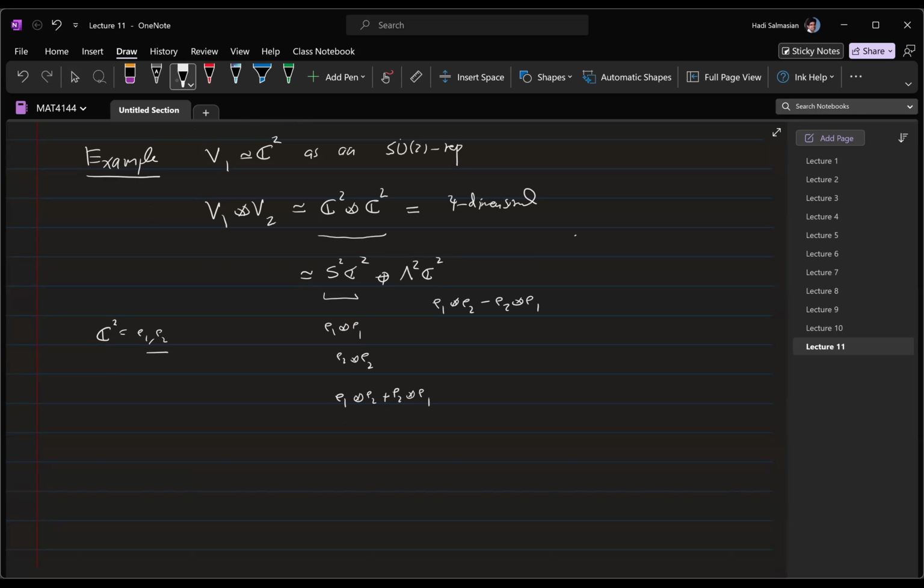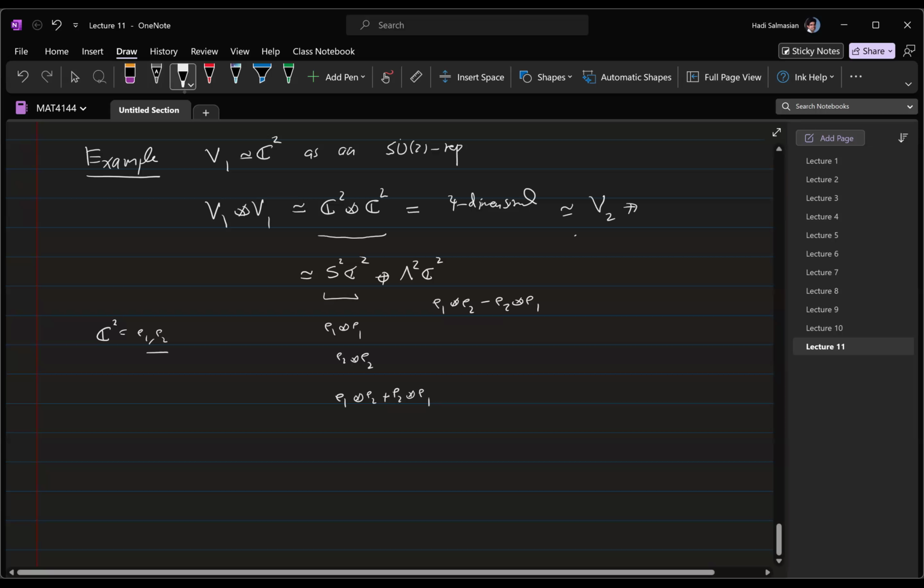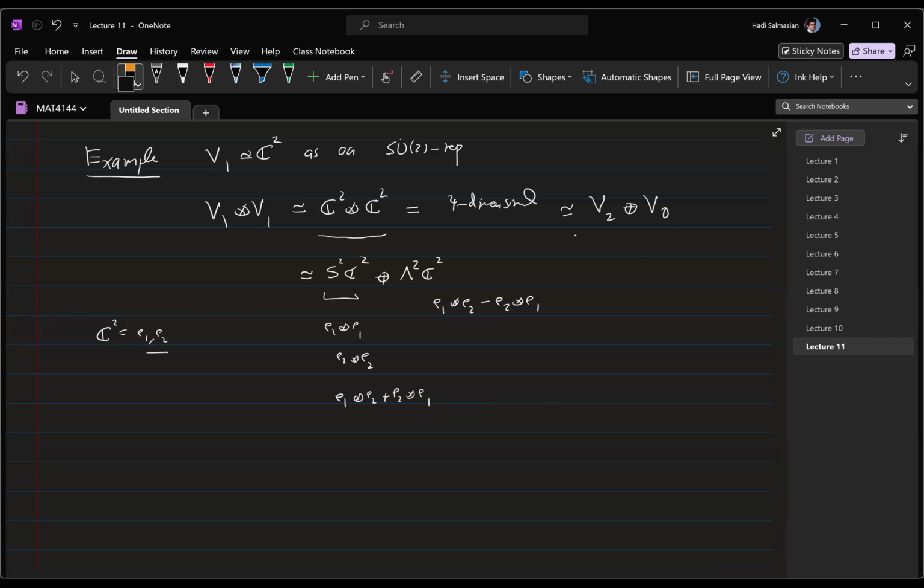You can see that these subspaces will also be sub-representations. They will be invariant under the action of SU2. In other words, I should have written V1, not V2. In other words, it decomposes as V2 plus V0, the three-dimensional plus the one-dimensional.